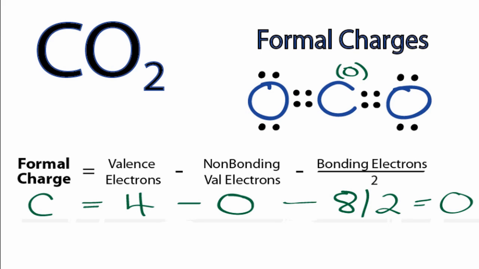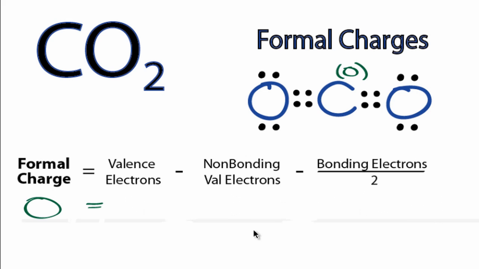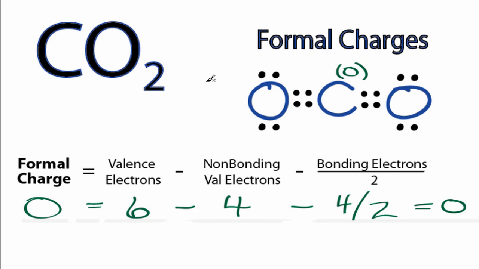So next, let's do the oxygens. Since they're both the same, they're symmetrical, we only need to do one. Oxygen is in group 6 or 16. It has 6 valence electrons. When we look at the non-bonding valence electrons, there are 2 pairs of non-bonding valence electrons. So we have 4 non-bonding valence electrons. And then we have 4 which are involved in chemical bonds, which we'll divide by 2. 6 minus 4 minus 2 is 0. So again, we'll put zeros up here in parentheses.